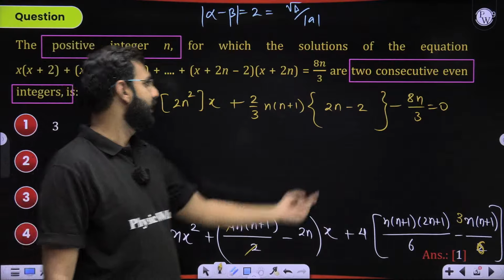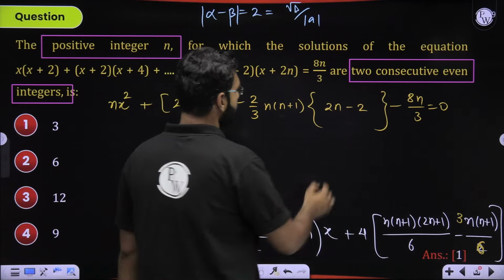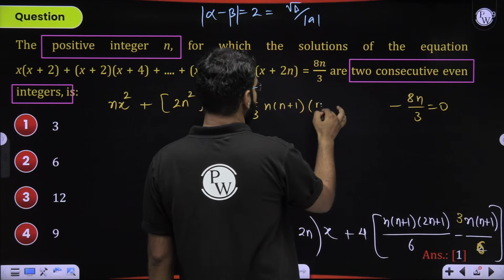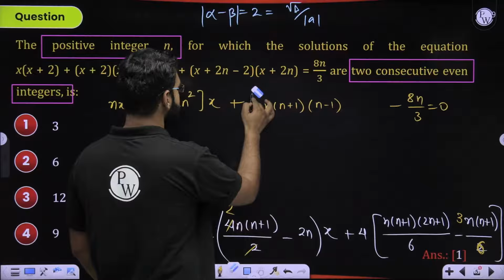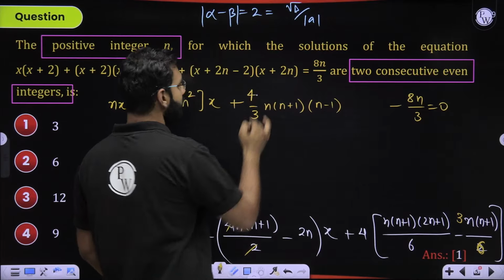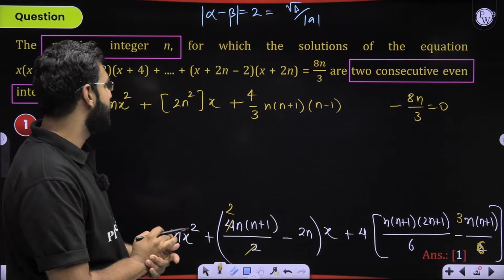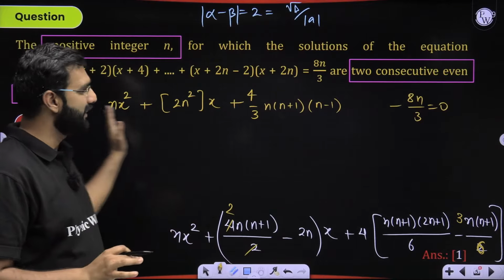One more thing I'm willing to do. What is that? If I take 2 common, it will be n minus 1. And when that 2 comes out, this 2 becomes 4. Comfortably understanding that. And there you have minus 8n by 3. One thing I'll do first, I'll multiply this entire equation by 3.